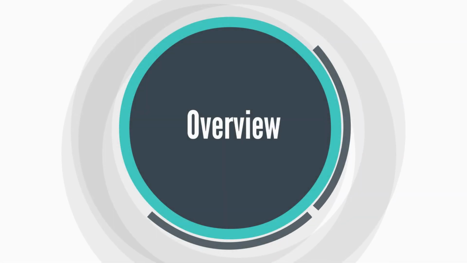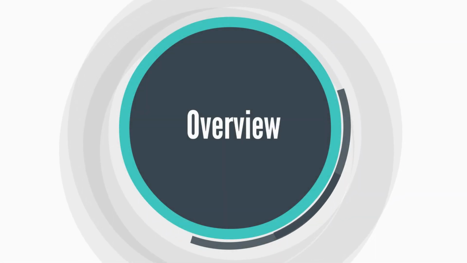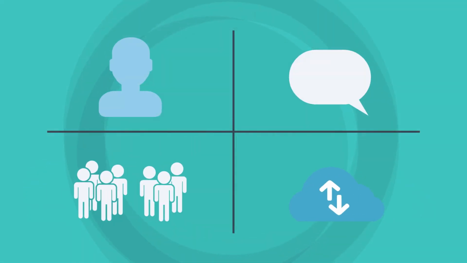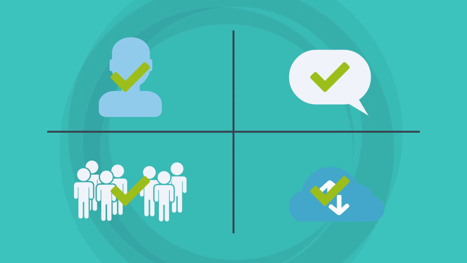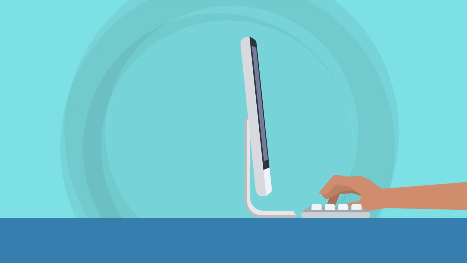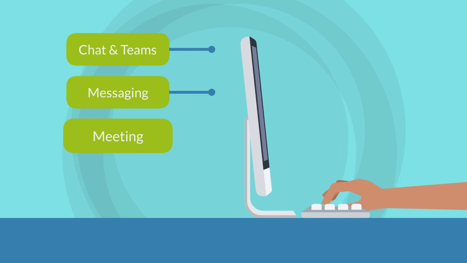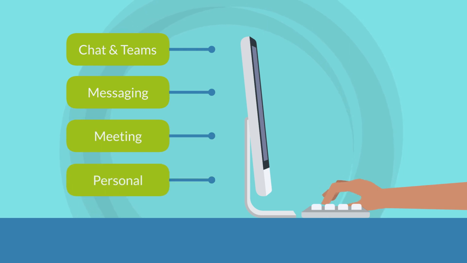To get started, let's get familiar with accessing the apps within Microsoft Teams. There's many ways to use apps within Microsoft Teams. For example, there are personal apps, messaging apps, team apps, bots and connectors, many more. In this series, we'll focus on four main categories of apps: chat and Teams apps, messaging apps, meeting apps, and personal or individual apps.